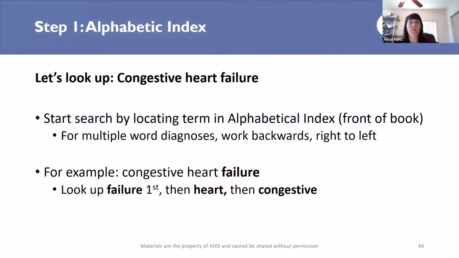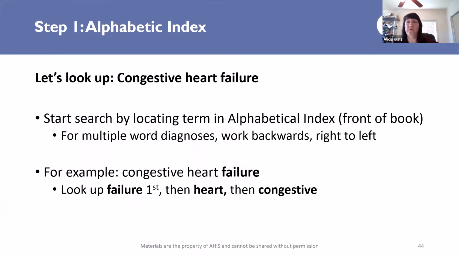But let's practice. We're going to look up the term congestive heart failure. So you have three terms here, and you have to determine which one is the main term. And in this case, it's going to be the term failure.